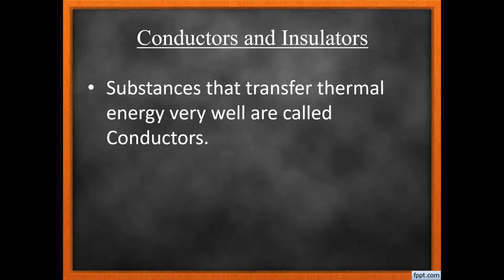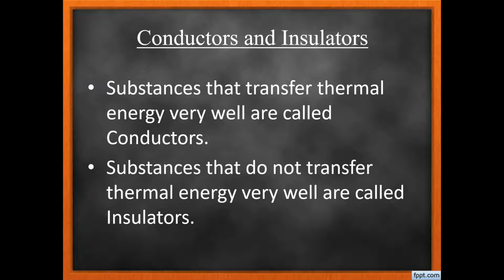So there are two types of materials, which is exactly what we're talking about: conductors and insulators. Substances that transfer thermal energy very well are called conductors, like metal. So a metal conducts thermal energy very well. If you take a metal poker and put it in a fire, it's going to conduct the heat energy very fast. Substances that do not transfer thermal energy very well are called insulators.